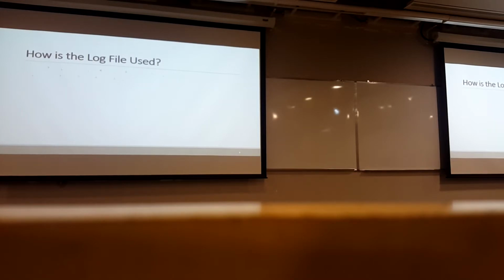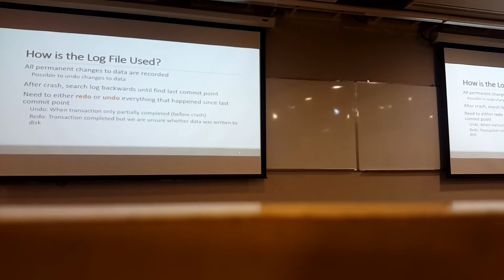So how is the log file used then? Okay, all permanent changes to data are recorded. So those we call the log file. It's possible to undo changes or to redo changes. So after a crash, you will search the log backwards until you find the last commit point. Okay, last commit point. Okay, so you need to either redo or undo everything that happened since the last commit point. By undo, we mean we are giving up the transaction, okay, before the crash. By redo, the transaction completed, but we are unsure whether data are written to disk. Usually we are not sure.